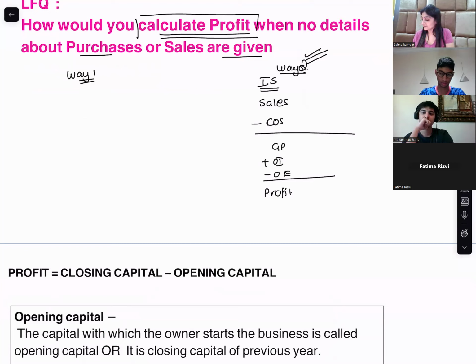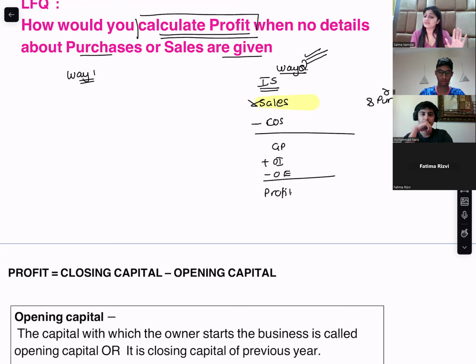The other way is capital, right? That means to find out profit, you should have information about sales and purchases. Yes or no? Yes, miss. If information about sales and purchases is not given, then how will you find out profit? Control accounts. Make control account. Control accounts are made to find purchases and sales. Income statement done over.